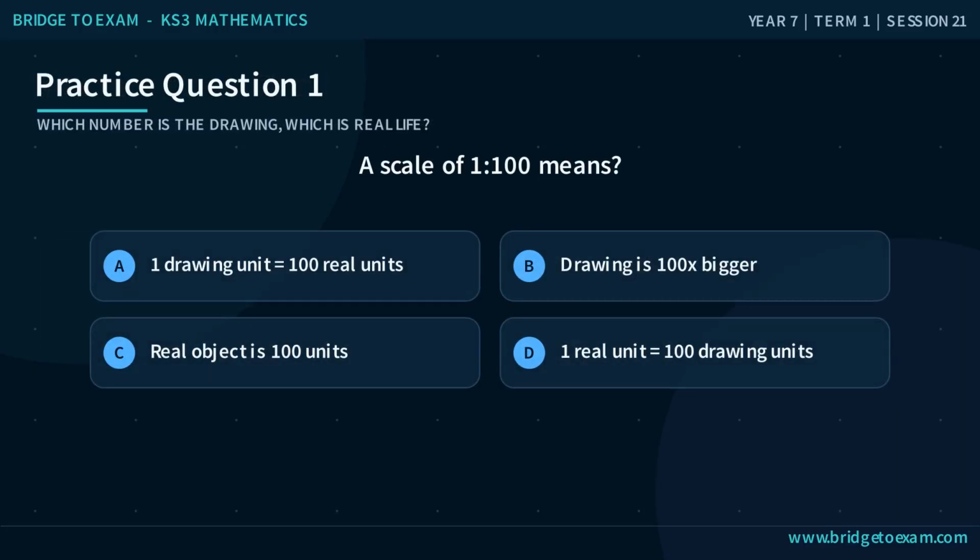Practice question 1. A scale of 1 to 100 means what? Option A is one unit on the drawing represents 100 of the same unit in real life. Option B is the drawing is 100 times bigger than real life. Option C is the real object is 100 units long. Option D is one unit in real life represents 100 units on the drawing. Pause and remember which number in the ratio is the drawing and which is real life.